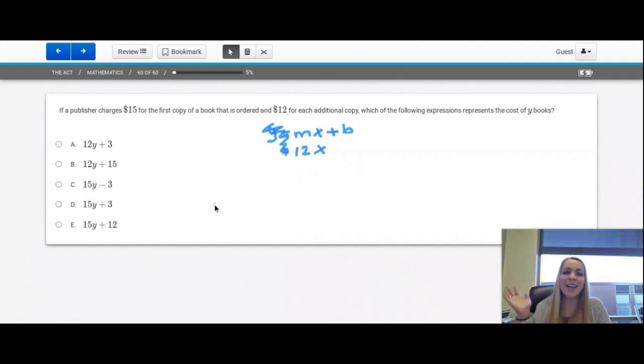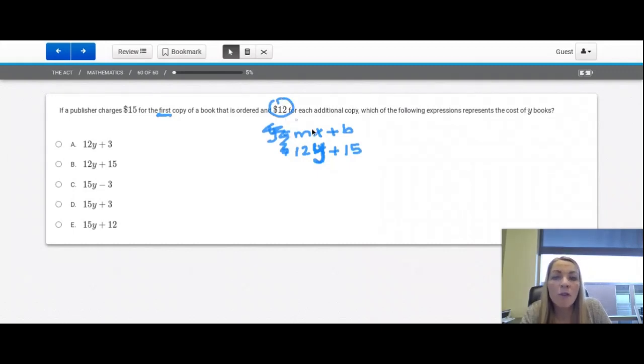So it's not even technically an equation, but you could say 12x plus it started with 15. And keep in mind, they're using Y for this variable as well. So let's just change this to Y so we don't get confused. Okay? They want you to fall into this trap. This is 60. So if you're thinking that, wow, I got this too fast, you did. Because the key thing here is that the first copy of the book is $15. And so this assumes that 15 is 0.